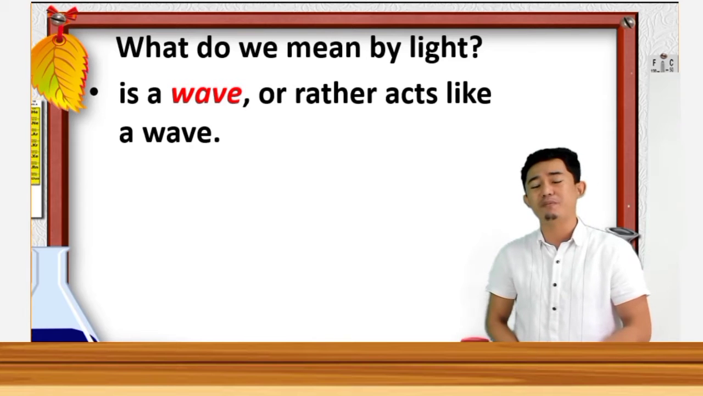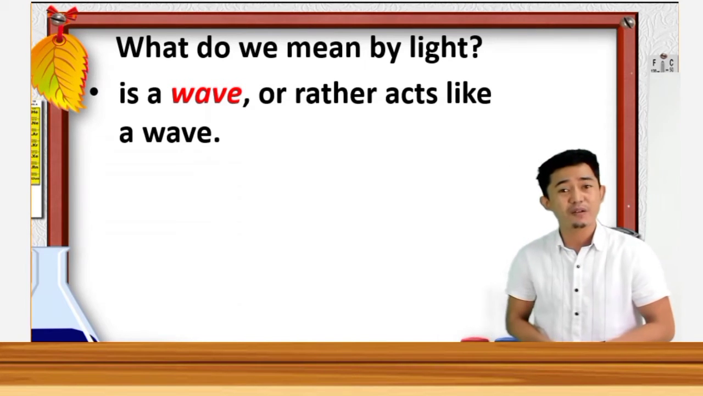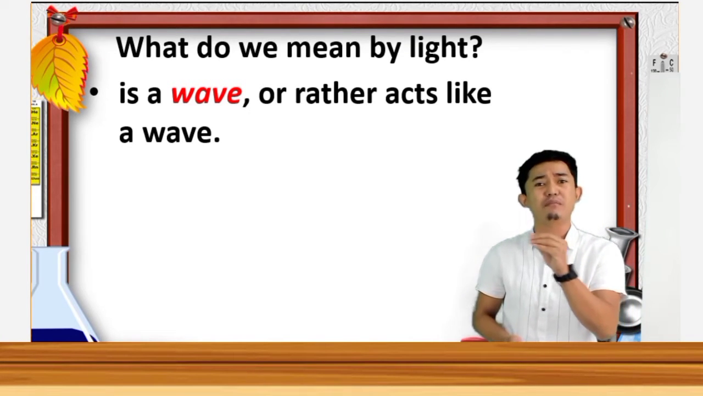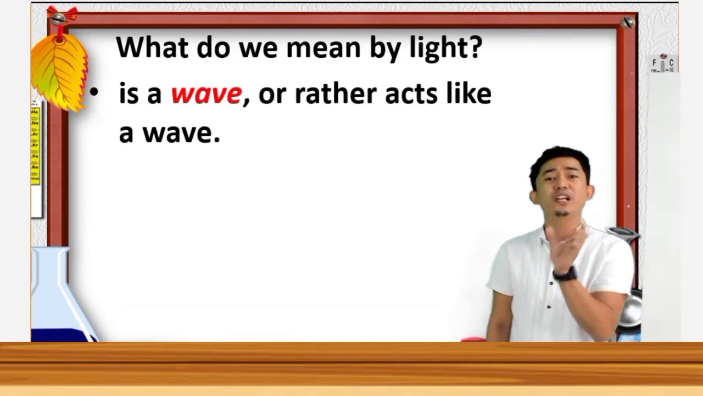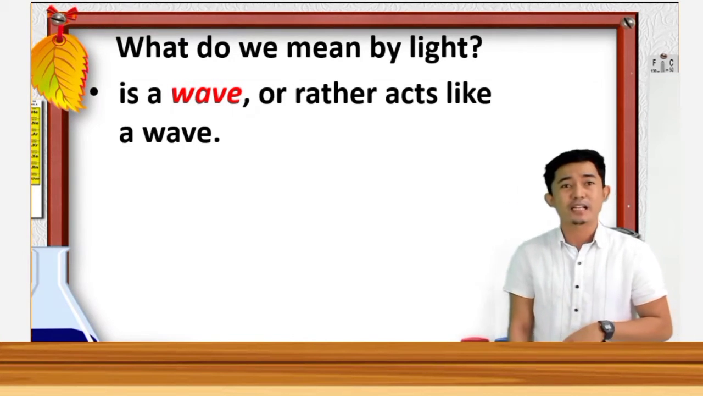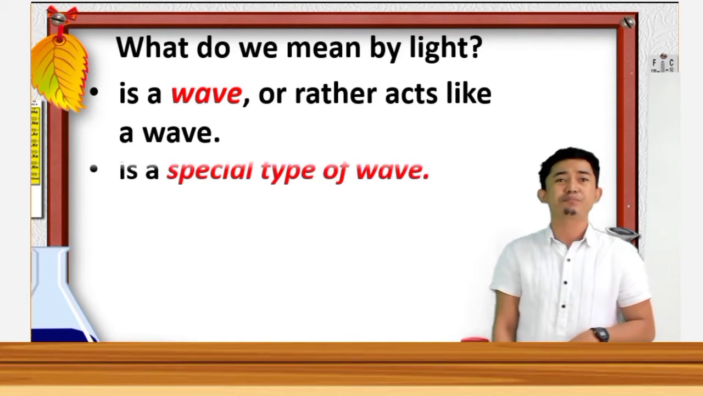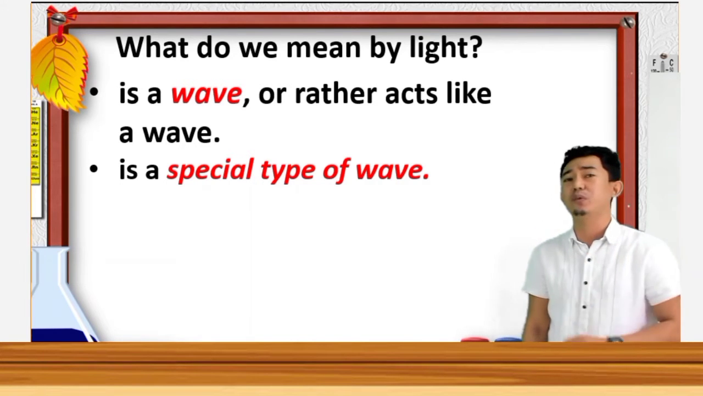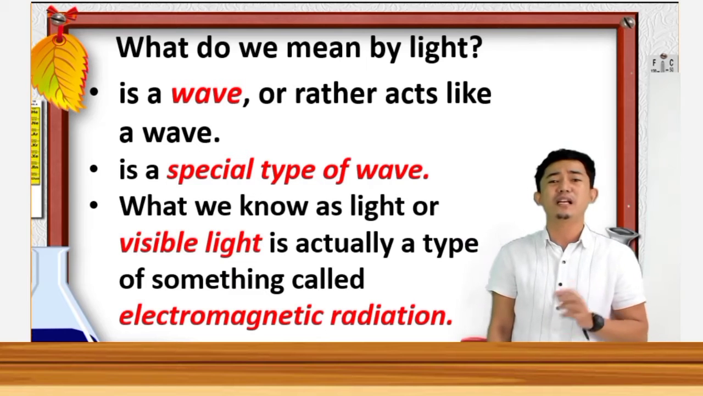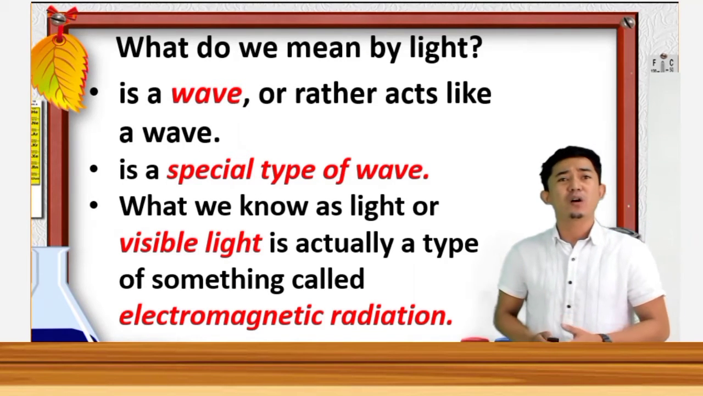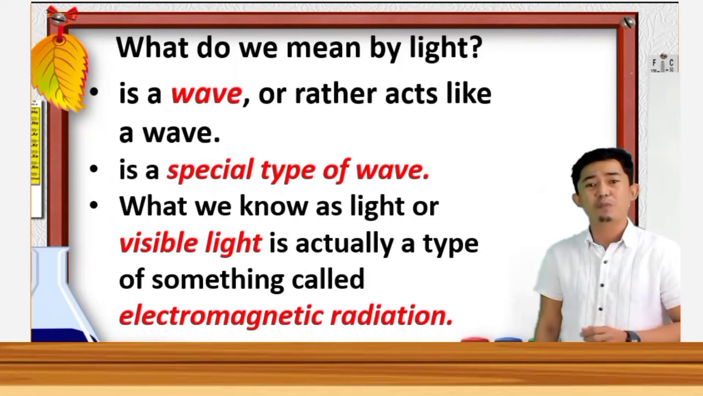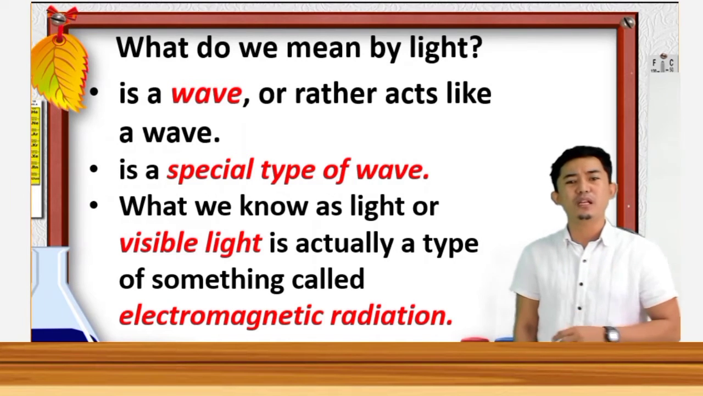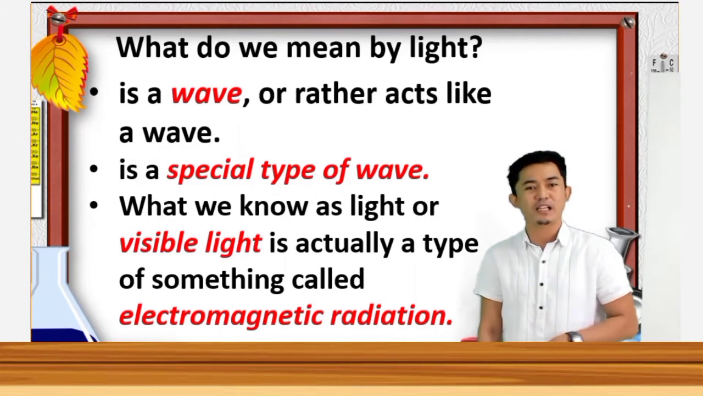When we say wave, the meaning of this is a disturbance or variation that travels through a medium. Actually, that is the wave. The word is disturbance. Do not forget that. Aside from this, another meaning of light is a special type of wave. Do not forget these highlighted words. It is a special type of wave. And last but not the least, what we know as light or visible light is actually a type of something called electromagnetic radiation. Are you familiar with those words such as electromagnetic radiation?